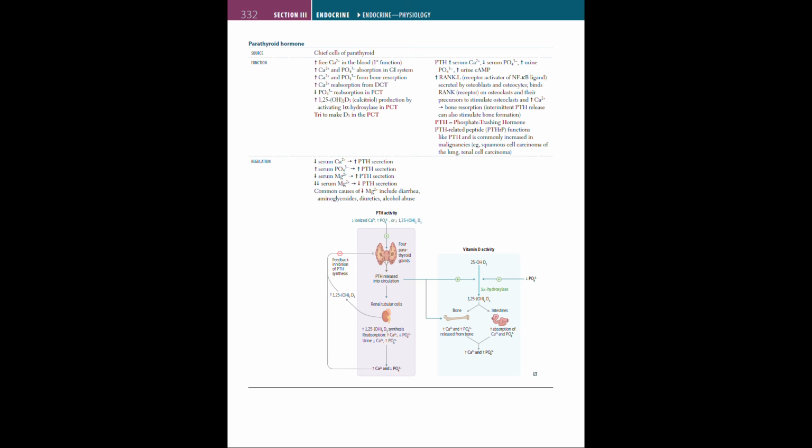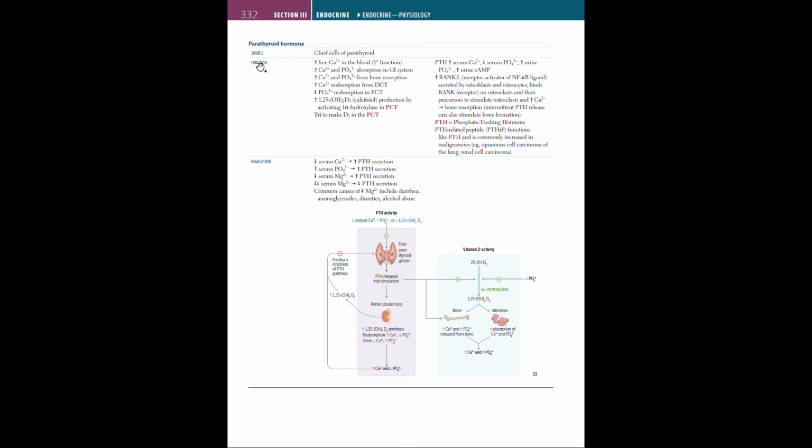Parathyroid hormone. The parathyroid glands, as we know, are sitting right behind the thyroid. These are small little pairs, usually four. The most common number is four, but different people may have two or three, it depends. The most common is four.